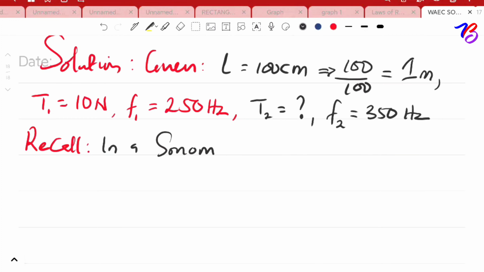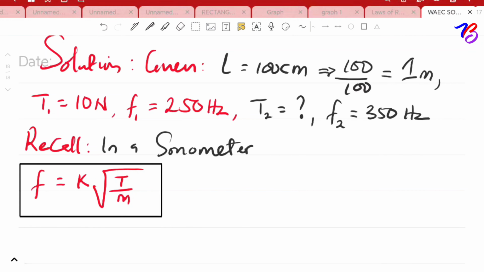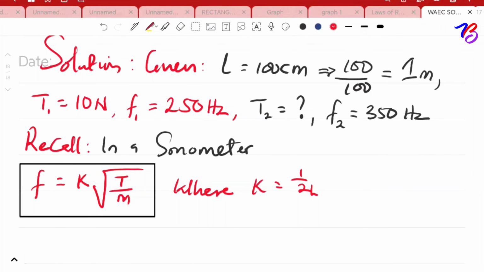So recall that in a sonometer, okay, F is equal to K, which is our constant, times the square root of T over M. Okay, so this is the formula we're going to use. Now if you check the question, something is given to be constant. Exactly. So you need to understand that this is the formula that will suit this given data, where K is equal to 1 over 2L. Are you here? That's our constant. Our constant is 1 over 2L.